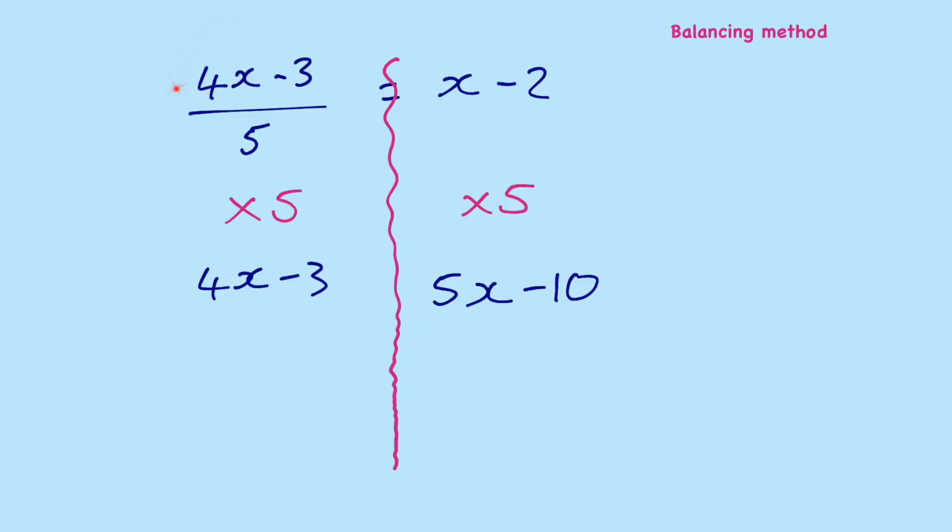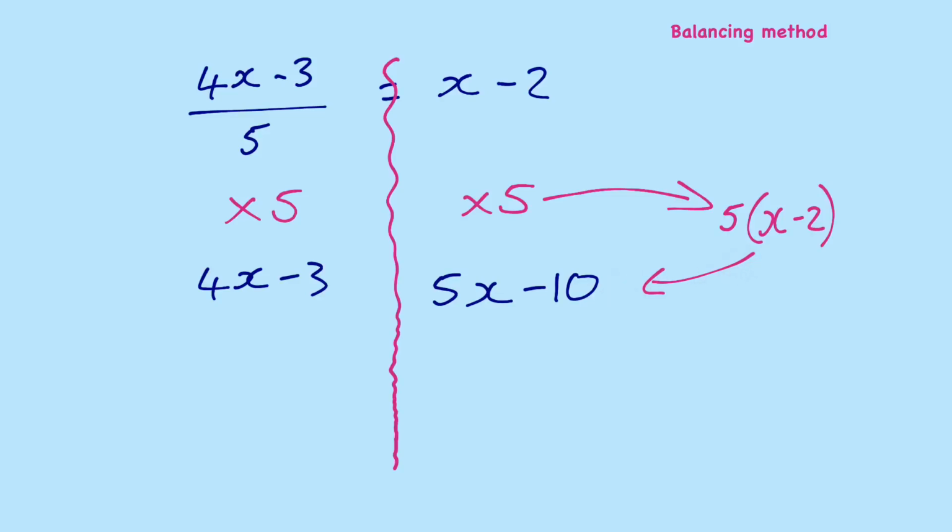So timesing 4x minus 3 divided by 5, you will get 4x minus 3. And then on the right hand side, x minus 2 times by 5, I times this term by 5 to give me 5x, and this term by 5 to give me minus 10. I could have done the times by 5 in stages like this. So times by 5, so 5 multiplied by all of x minus 2, and then I could have multiplied out the brackets. So 5 times x, then 5 times minus 2, which will give me 5x minus 10.